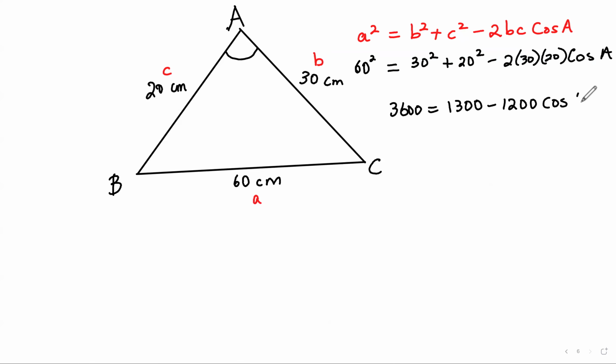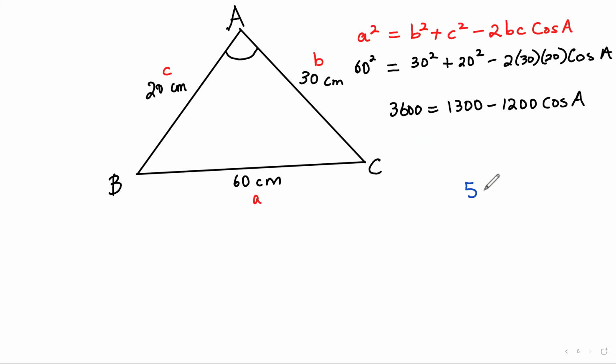by cos of A. Now, I want you all to be very careful here. Let me show you an error that students make all the time. From here, what I've seen students doing is they'll keep 3,600 here, and they'll say 1,300 take away 1,200, which will be 100 cos of A. This is wrong. That is not how you simplify this part because this 1,200 is not by itself. It's not a constant. This is 1,200 times cos of A. So you cannot subtract 1,200 from 1,300. That's the primary mistake that students make.